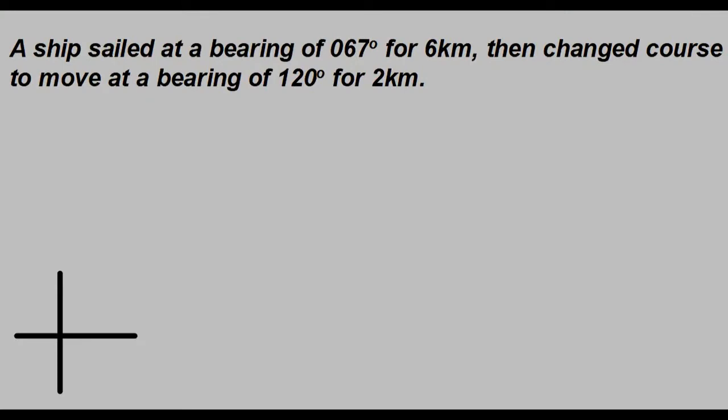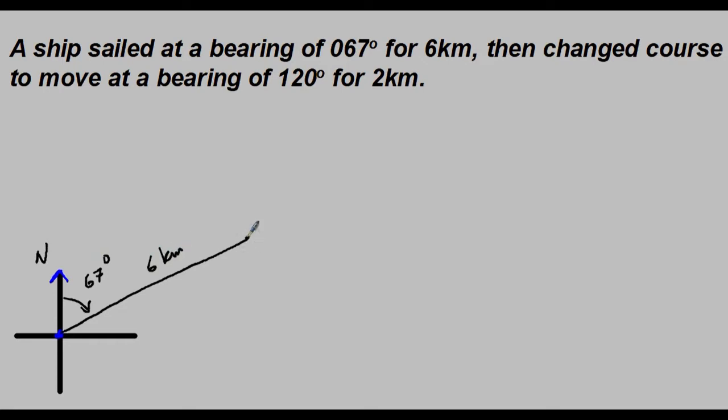So let's see how we represent such a journey on paper. We have a ship that sailed at a bearing of 67 degrees for 6 kilometers. Then it changed course to move at a bearing of 120 for 2 kilometers. So let's say that this is our initial position. This is where the ship was at the beginning, and obviously this direction is north. To move at a bearing of 67, we have said that we have to measure an angle of 67 clockwise from the north, and this is approximately something like this. This angle is 67 degrees and this length is 6 kilometers.